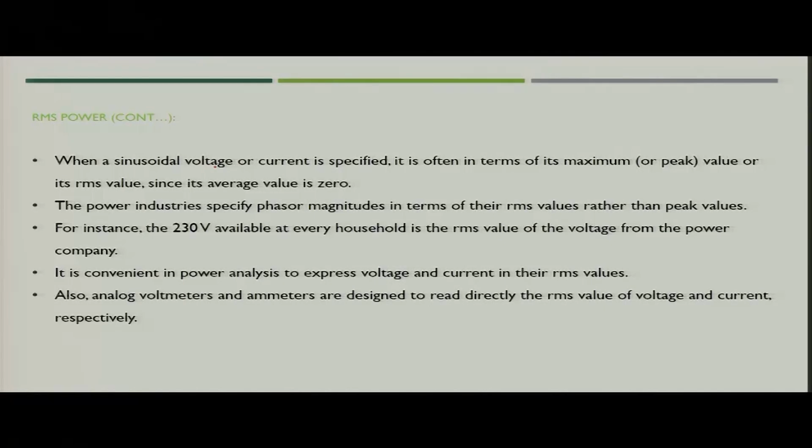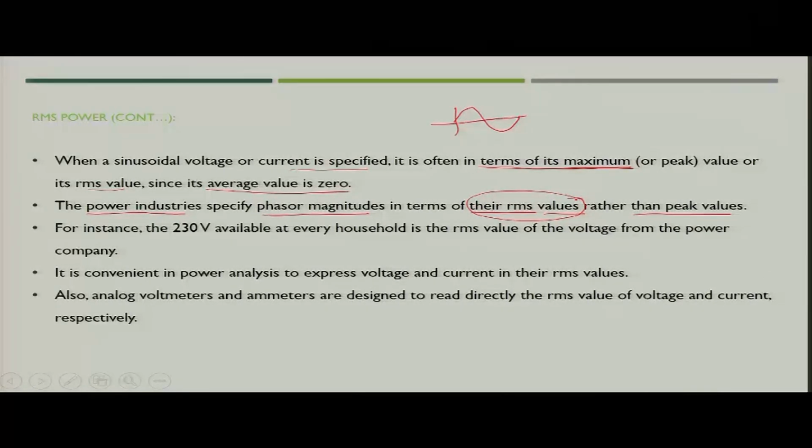When a sinusoidal voltage or current is specified, it is often specified in terms of its maximum value or the RMS value, because its average value will always be 0. Being sinusoidal, you will always get the average value of either voltage or current as 0. That is why it is not advisable to put the value of voltage and current in terms of average value. You will always see the value of voltage and current specified as the maximum or RMS value. In our day to day life, the power industries specify phasor magnitude in terms of their RMS values rather than the peak values. That is why the RMS term is very common.